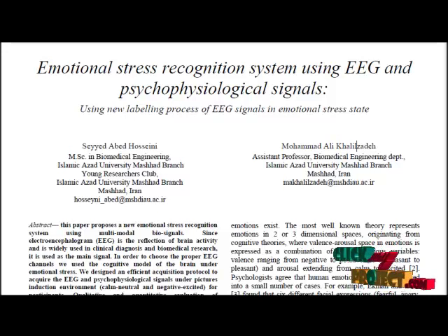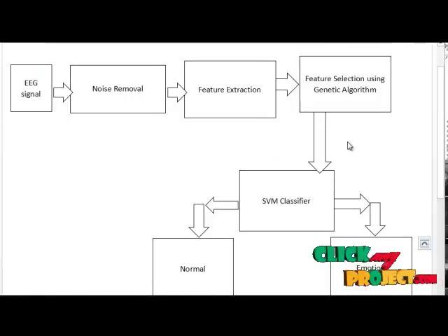Then we will apply feature extraction using wavelet based features. Then we will pass our extracted features through the SVM classifier. Finally, our SVM classifies whether the signal is affected by emotion or not. SVM classifies the signals. This is the flow of our process.